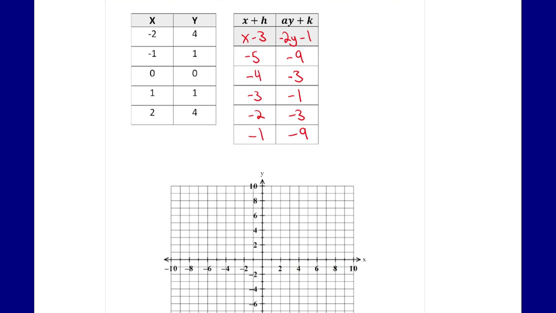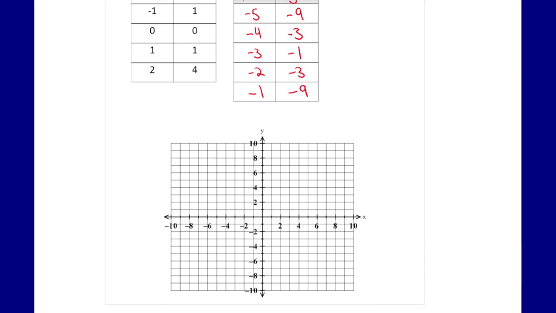So -5, -9, -4, -3, -3, -1, -2, -3, and -1, -9. There is our transformed function.